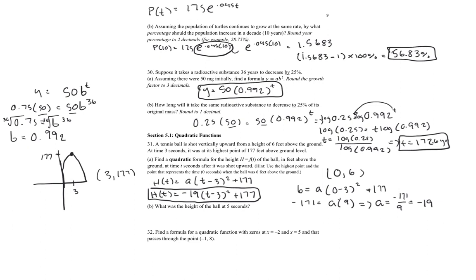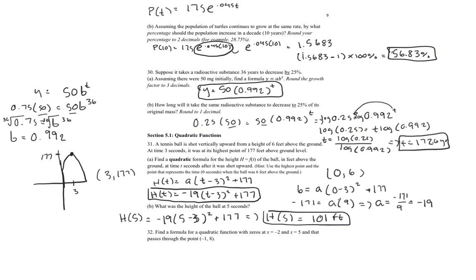On part B, it asks for the height of the ball at 5 seconds. So we're just going to take our equation that we came up with and find it when t equals 5. We're finding h of 5, which is negative 19 times 5 minus 3 squared plus 177. If we put that in our calculator, we get h of 5 is equal to 101 feet.